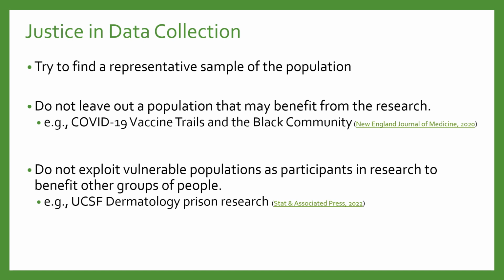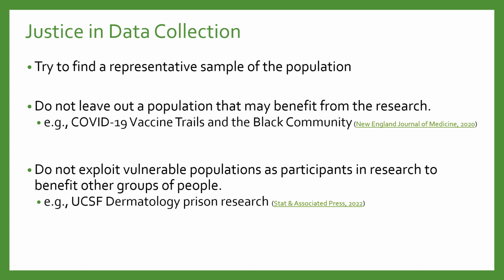The principle of justice states that it's unethical to leave out a population that may benefit from the research, even though there's a rich history of discrimination in research in the United States and beyond. For example, in 2020, the New England Journal of Medicine reported that although Black people make up 13% of the population in the United States, they accounted for 21% of the COVID-19 deaths and only accounted for 3% of enrollees in vaccine clinical trials.